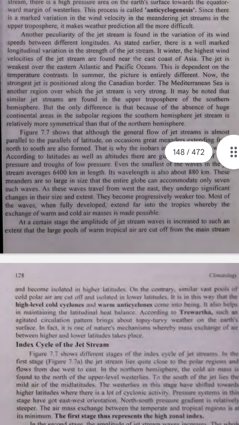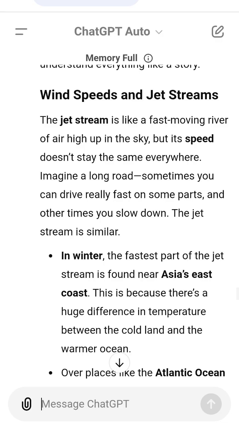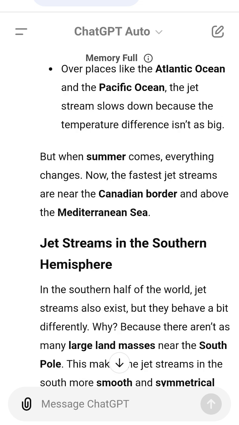Topsy-turvy weather. According to a scientist named Trewartha, when the jet stream gets all wavy and agitated, it causes topsy-turvy weather on Earth. You might have warm weather one day and then cold weather the next. This crazy weather happens because the jet stream is pushing warm air and cold air to places they don't usually belong. Example, let's say you live in a place that's normally warm, but suddenly you get hit with a cold breeze. This could be because a bend in the jet stream brought cold air down from the poles, cutting it off from its normal path.